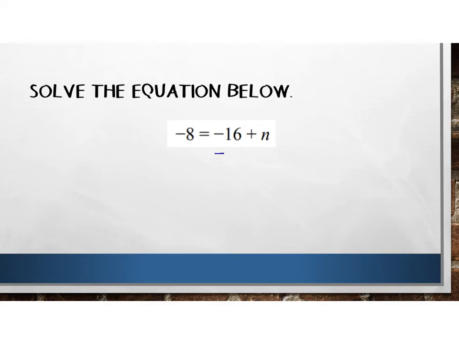Again, isolate my variable. There's -16 there, so I'm going to add 16 positives to both sides. Okay, that's going to give me an N. Zero pair that out, and that's going to leave me with a +8. Here's another example to try.